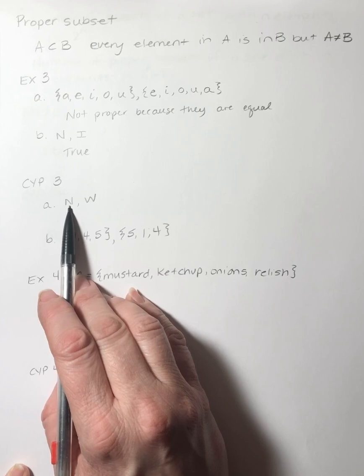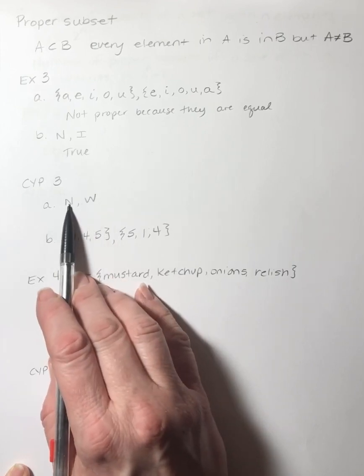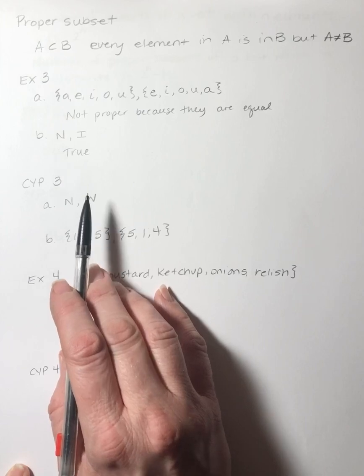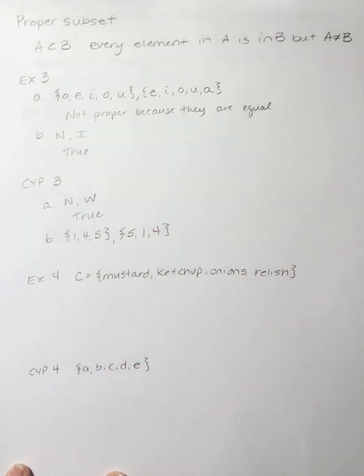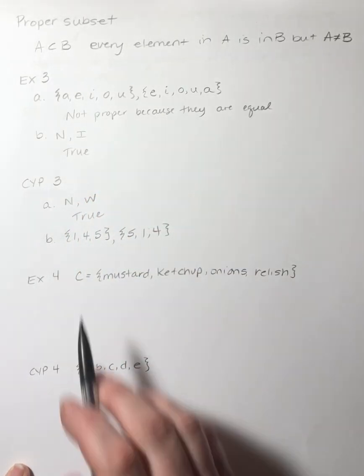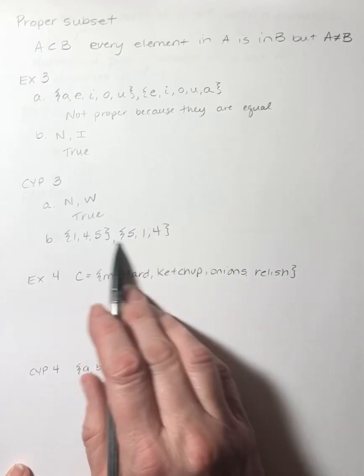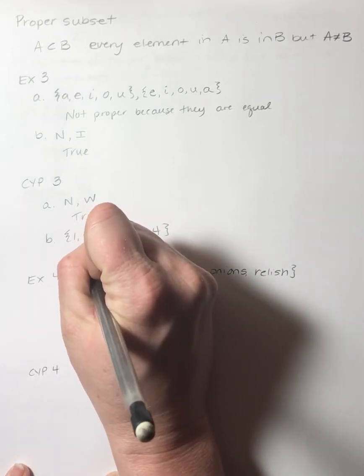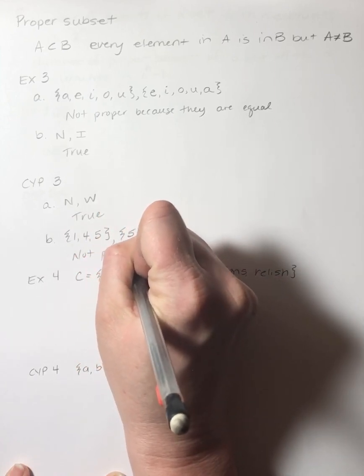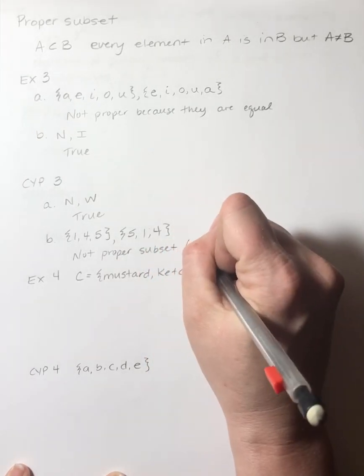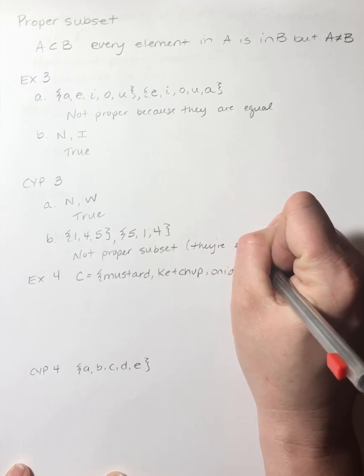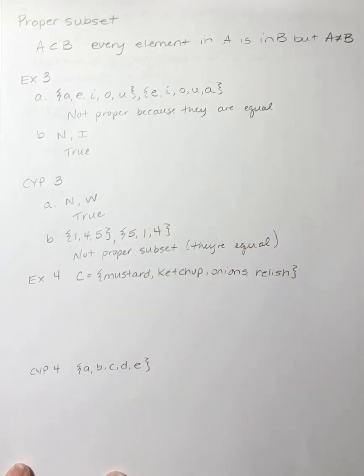Is the set of natural numbers contained in the set of whole numbers? Yes, because this one does not have a 0 and this one does, so this set is bigger, so it is a proper subset. And then 1, 4, 5, 1, 4, 5, these are equal, so it's not a proper subset. They're equal. And again, in order to be a proper subset, they can't be equal.